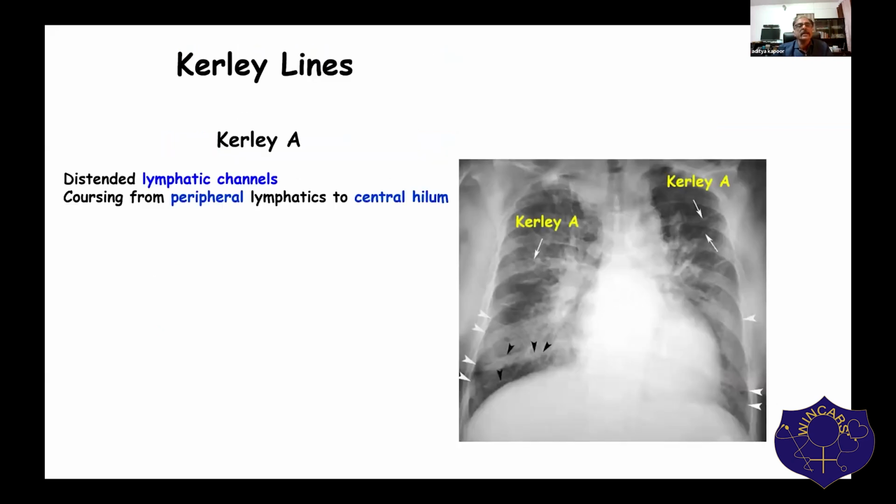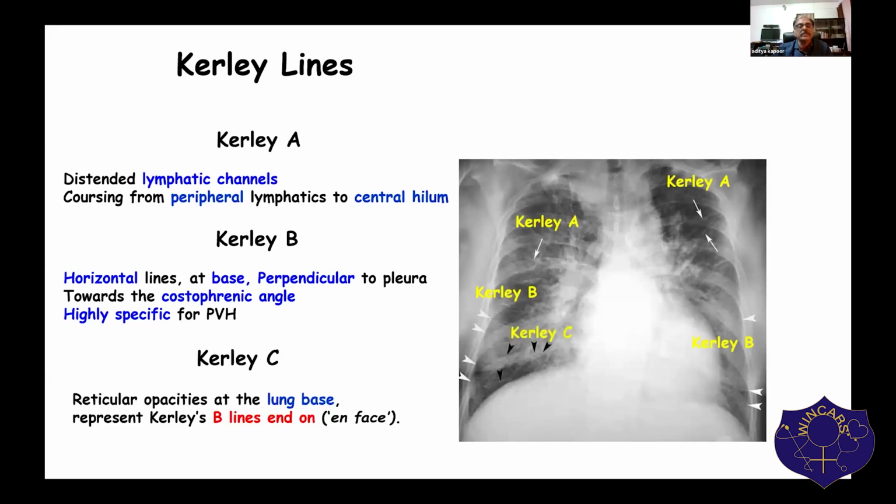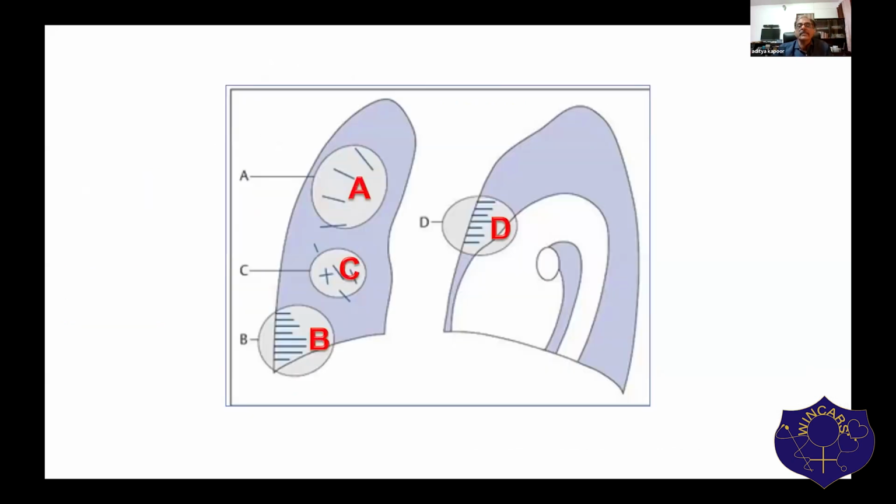Kerley lines, again just to revise: Kerley A lines run from the periphery to the central hilum. Kerley B, horizontal lines at the base. They are the ones which are highly specific for PVH. Kerley A is not. Kerley B is more specific for PVH. Kerley C is at the lung base. They are basically Kerley B lines seen end on. And there is also a Kerley D, which is the same as Kerley B, but seen on the lateral view. So reticular retrosternal opacities. So Kerley A, B, C, D.